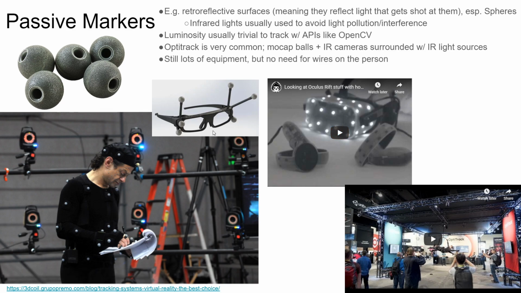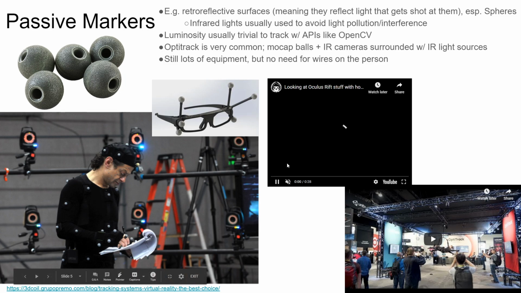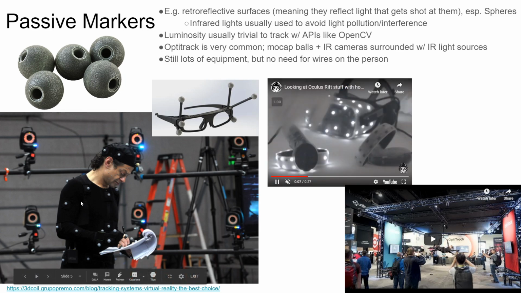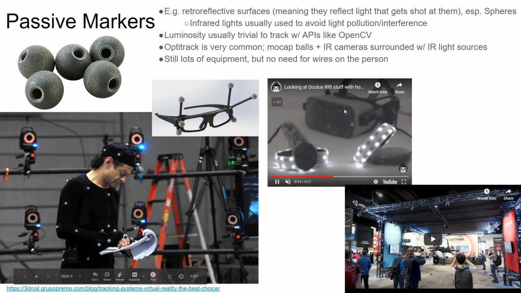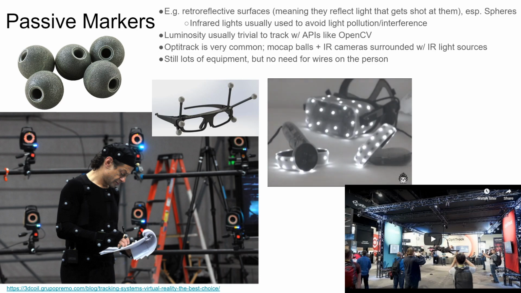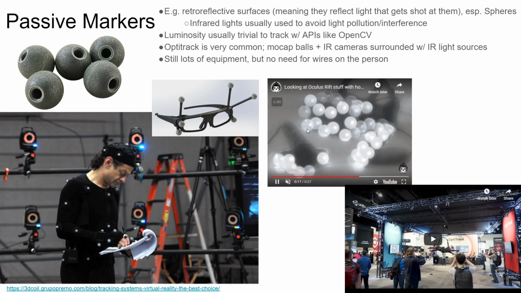And there's still a lot of equipment that comes with passive markers, but as you can imagine, you don't really need as many markers on the person themselves. In cases like the Oculus, well, the Oculus Rift is not a good example because it does have wires, but in any case, you can do with a lot fewer wires on the person themselves. So the Oculus Rift, because it used an external tracker, unlike the Oculus Quest, needed these retroreflective markers built into the headset, and the IR sensors can find them this way.